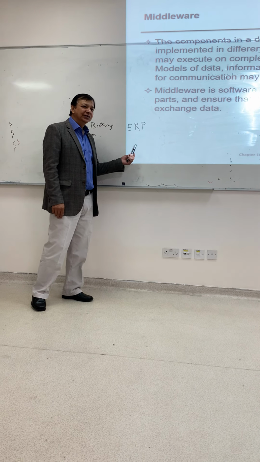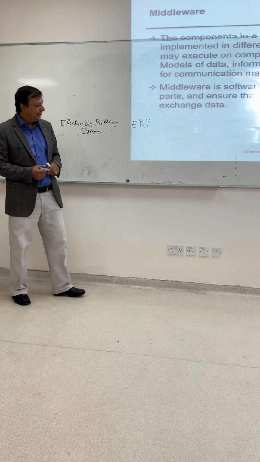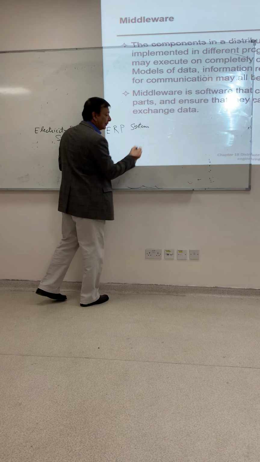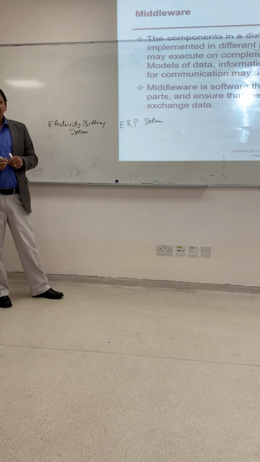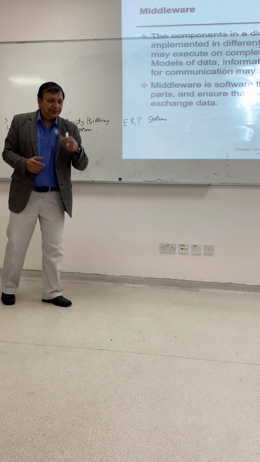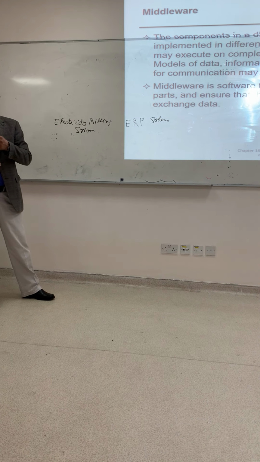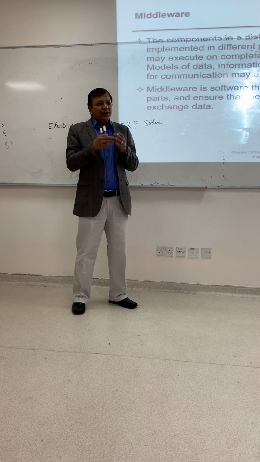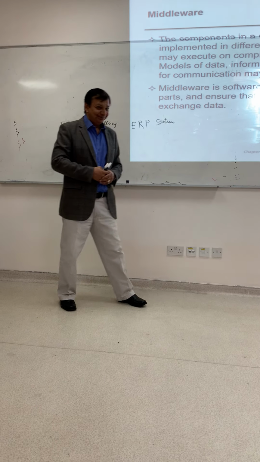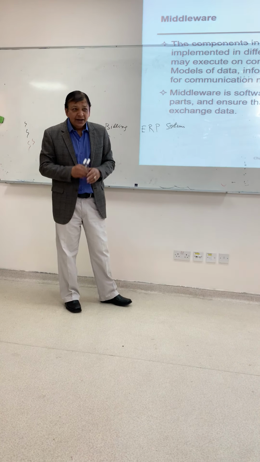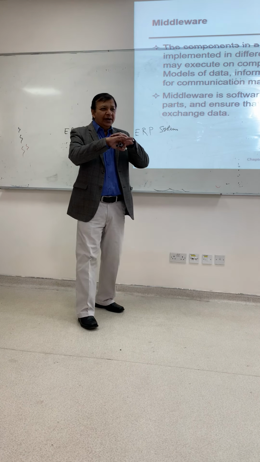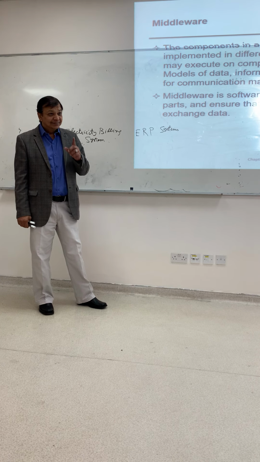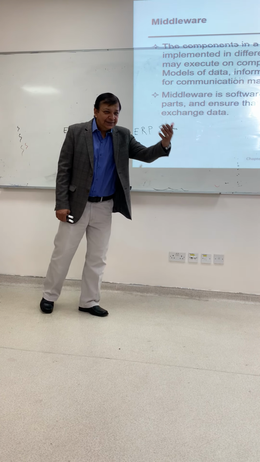Enterprise Resource Planning Systems, ERP systems. How to define enterprise resource planning systems? It's a collection of integrated systems to automate the business processes of a company.